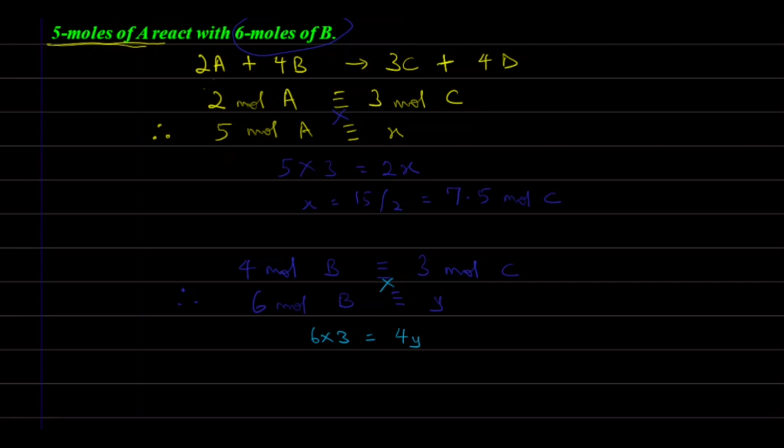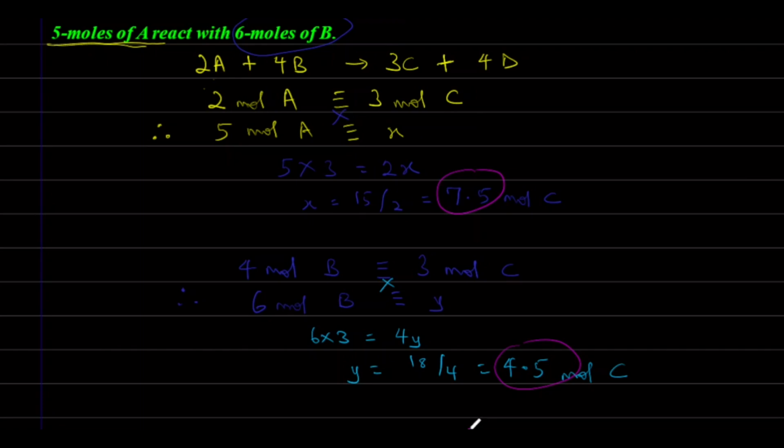So that will give us y equals 18 over 4, which is 4.5 mole of C. So here we have 2 values of C. The first reactant, which is A, when we compare with the product C, we are obtaining 7.5. But the second one is giving us 4.5. Here, then we look at the 2.